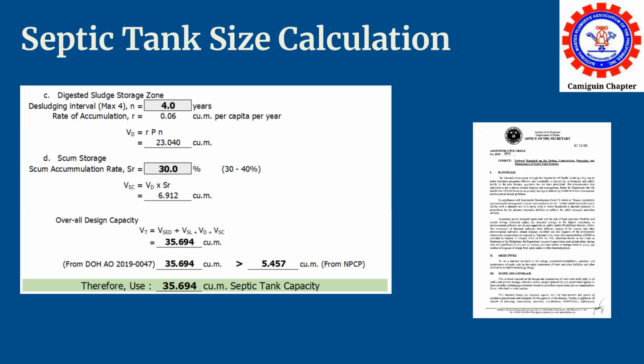We continue the DOH calculation by determining the digested sludge storage zone and scum storage, arriving at an overall design capacity of 35.694 cubic meters. It is worthy to note that on small-scale, quantities derived from the NPCP values usually governs, but for a larger number of occupants, the Department of Health sizing computation prevails.